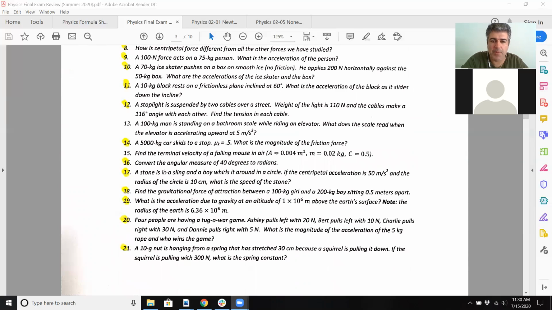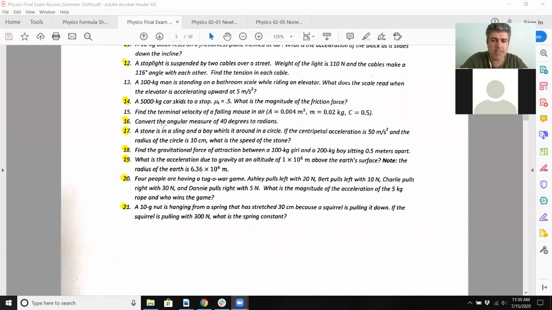13 we won't worry about. We didn't really do those problems. 15, remember normal force. We're assuming this is on a flat surface, so 5,000 kilograms times 9.8, that's the weight due to gravity. Normal force is going to be the same thing, times 0.5. There you go, easy.